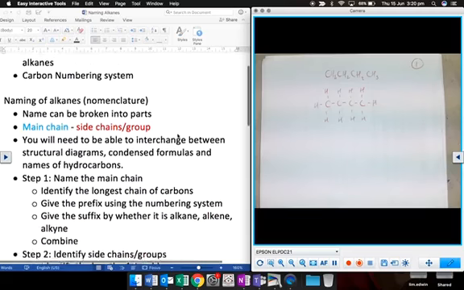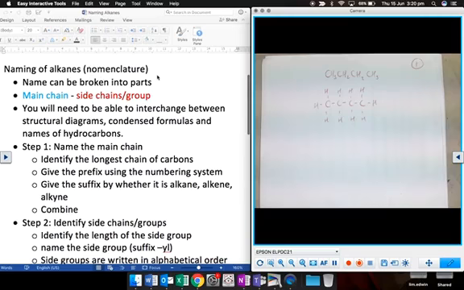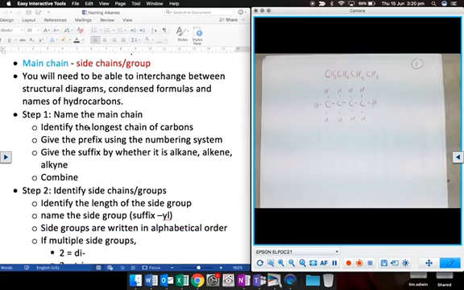So, naming alkanes is also known as nomenclature. The names of these alkanes can be broken into parts: the main chain and the side chains. You will need to be able to interchange between the structural diagrams, condensed formulas, and the names of hydrocarbons. So we're going to have a look at how to name certain hydrocarbons, and go through these processes.